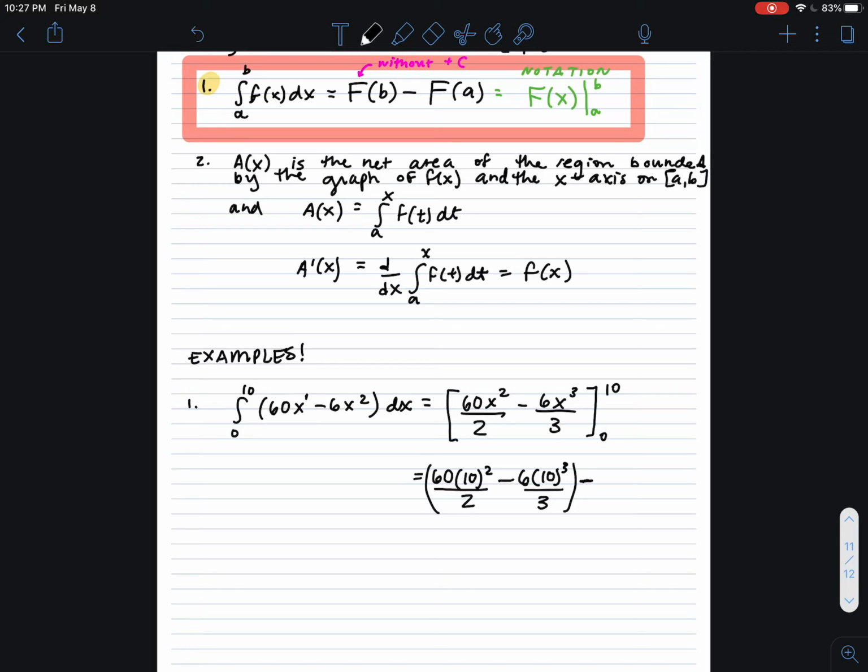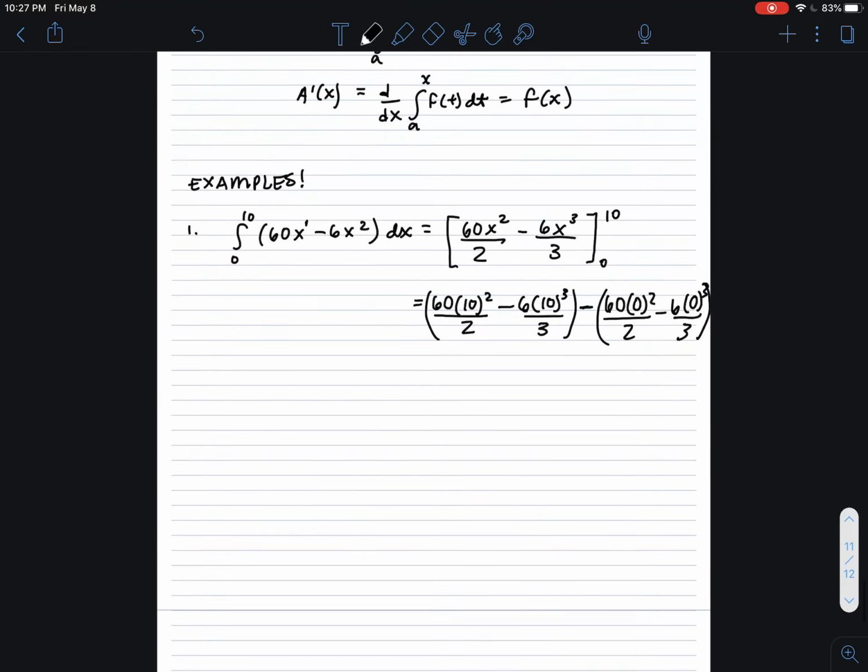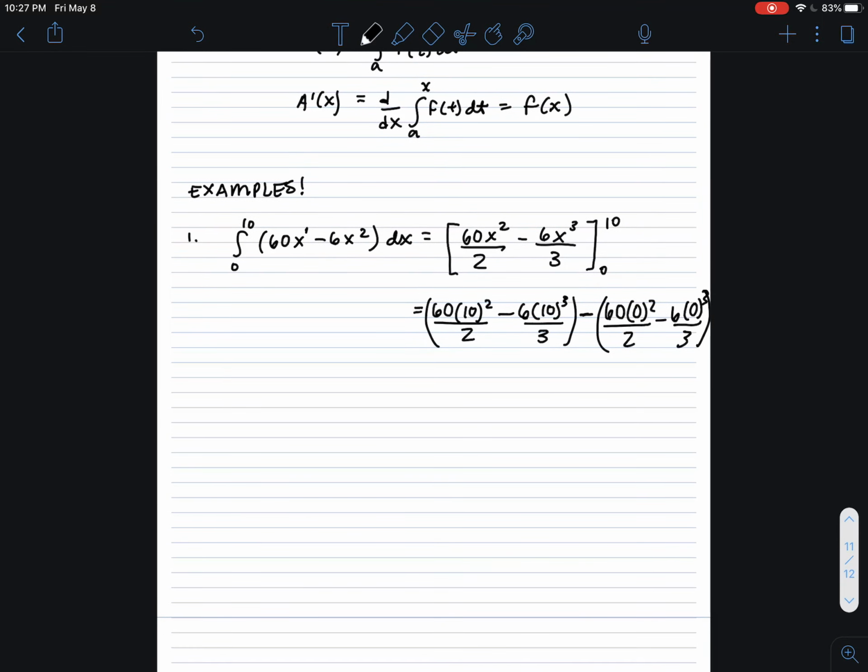And then I subtract what I get when I plug in this bottom bound, 0. So I'm going to put in another parentheses, so I remember to distribute this negative. And I'm going to get 60 times 0 squared over 2 minus 6 times 0 cubed over 3. Okay? So that is our actual answer, but we're going to simplify it.